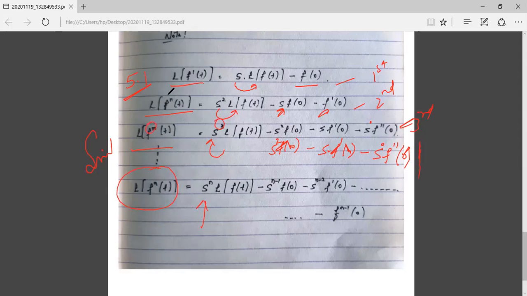times the Laplace transformation of f of t as it is, minus the terms with s to the power n minus 1. If n is 3, we get powers 2, 1, 0. So here n minus 1, n minus 2, up to s to the power 0. And the terms are f of 0, f dash of 0, f double dash of 0, f triple dash of 0, up to f to the power n minus 1 of 0.